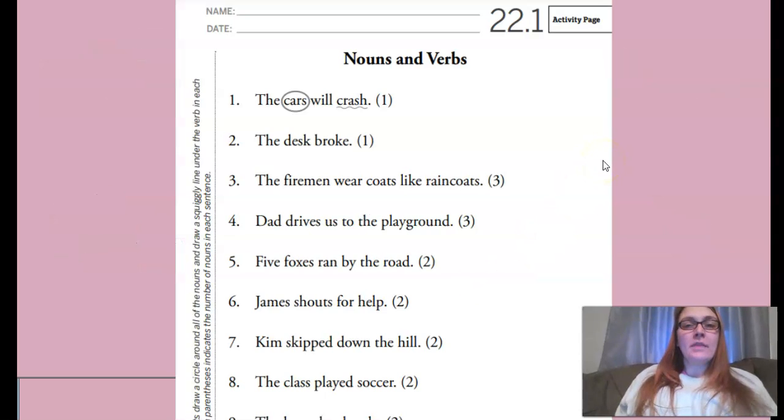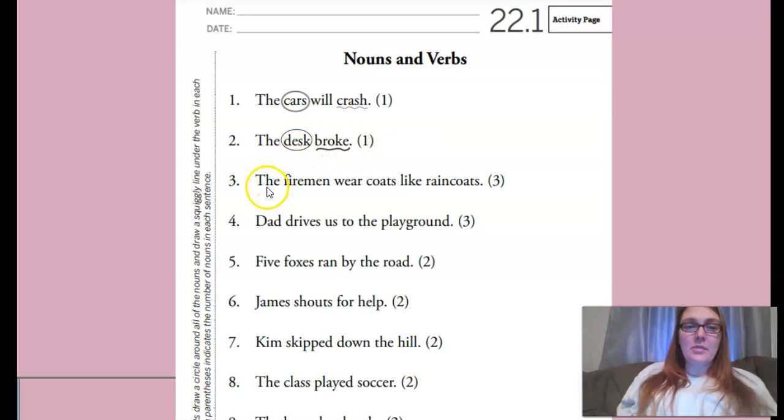Good. Okay, now 22.1. On this page, nouns and verbs, each sentence will have a number next to it, and that's going to signify how many nouns are in the sentence. And then you're also going to be looking for the verb. So like in number 1, the cars will crash. There's one noun, which is cars, and crash is the verb, the action. Okay, so let's do a few together. Number 2, the desk broke. We know we have one noun. The desk broke. Desk is the noun, and the action that happened, the verb, is broke.